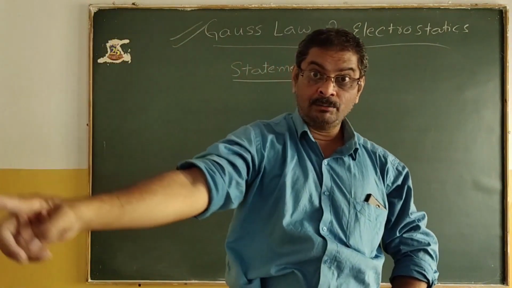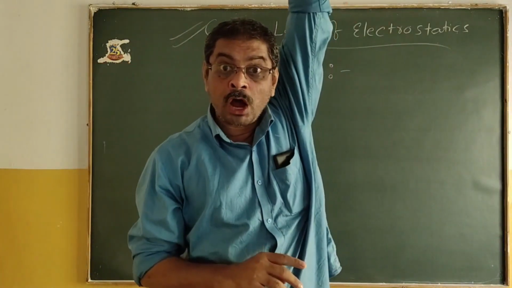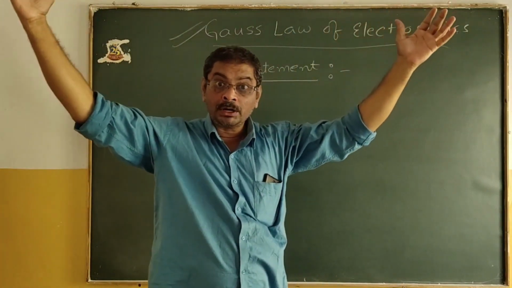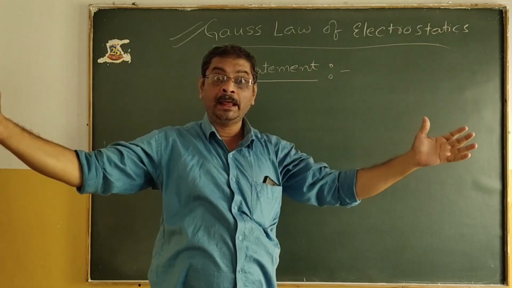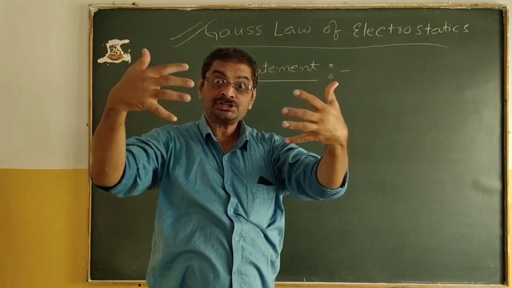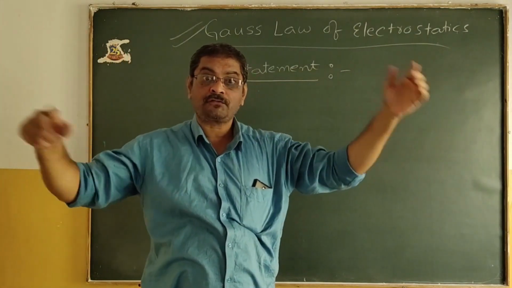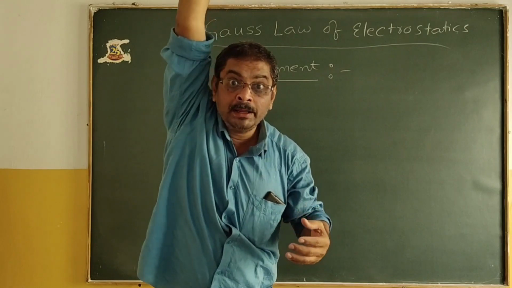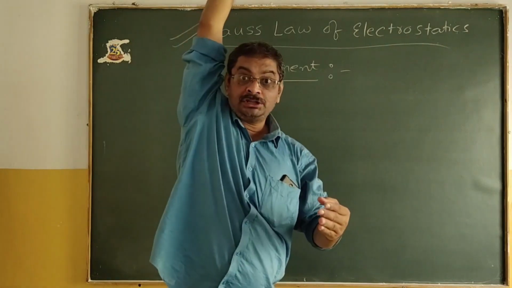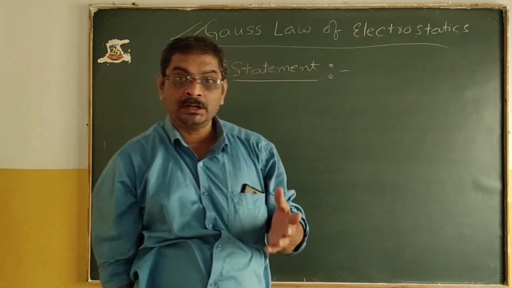Once again, I am repeating the definition. According to the Gauss law, the total number of the electric lines of force either entering the Gaussian surface or leaving the Gaussian surface will be numerically equal to 1 by epsilon naught times the net charge enclosed by the Gaussian surface.